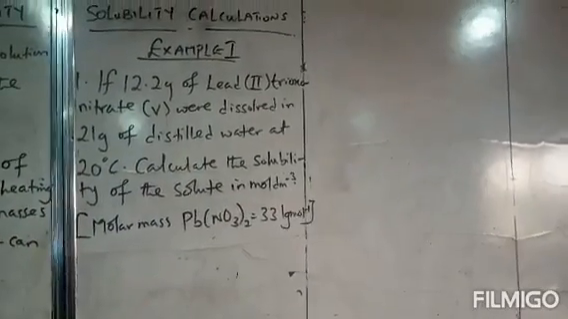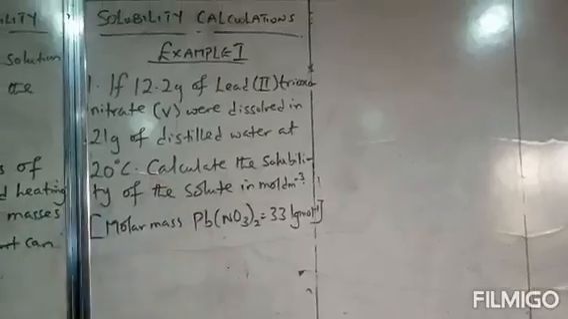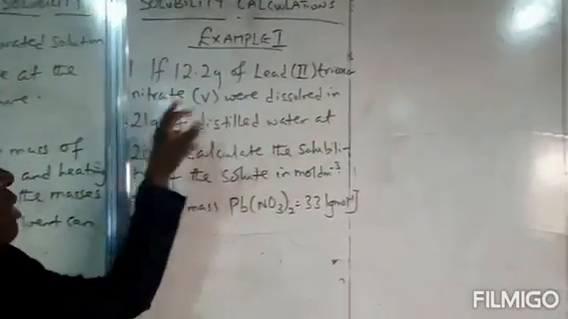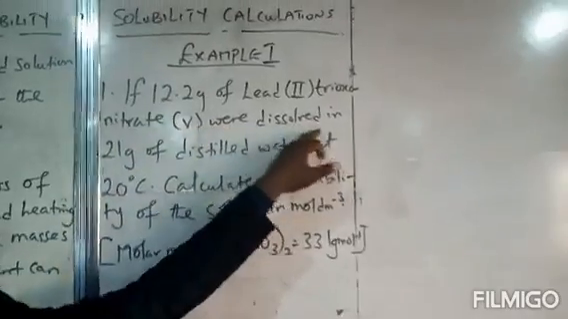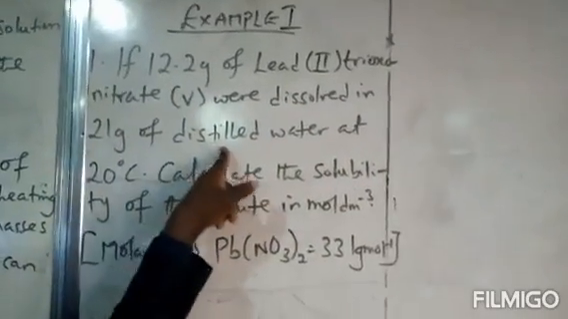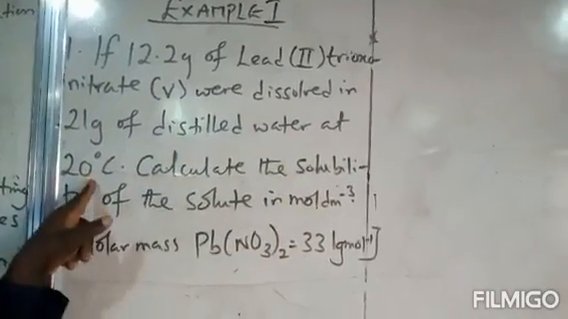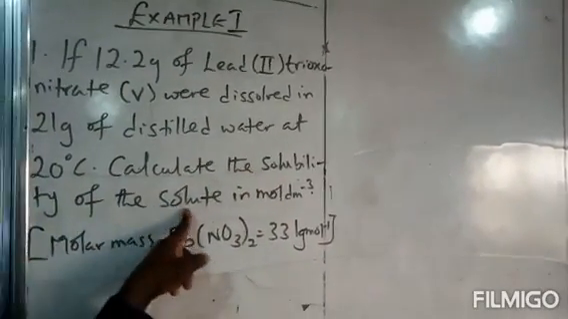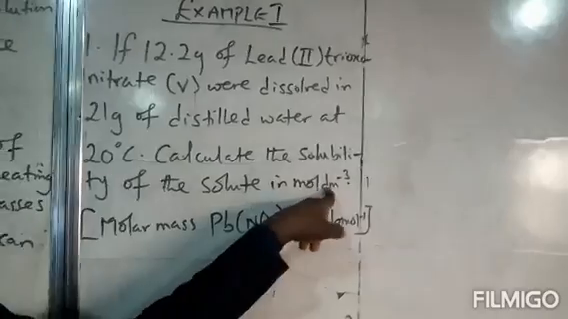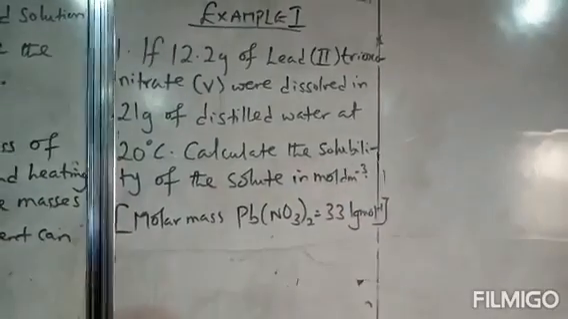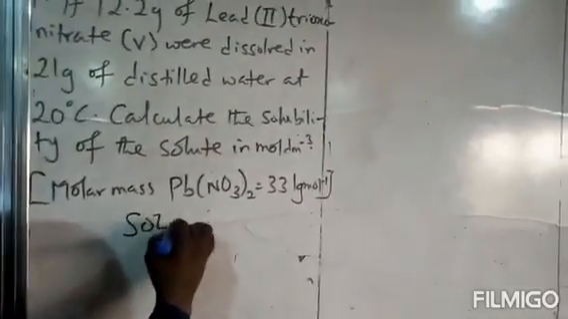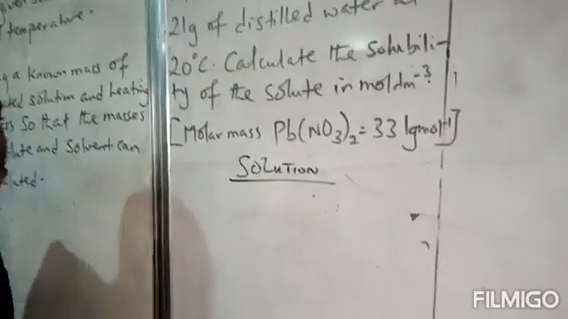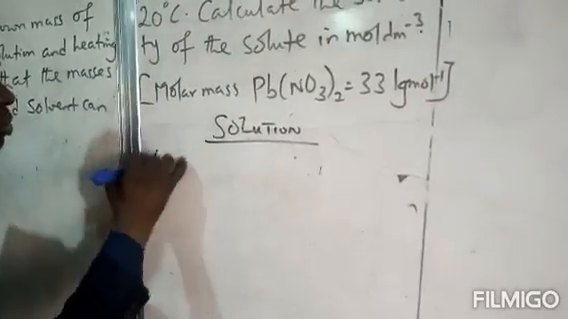Example 1, we want to look at calculations in solubility. It says if 12.2 grams of lead(II) nitrate, Pb(NO3)2, were dissolved in 21 grams of distilled water at 20 degrees Celsius, calculate the solubility of the solute in moles per dm3. I am definitely going to use two methods, and the first method is the analytical method.